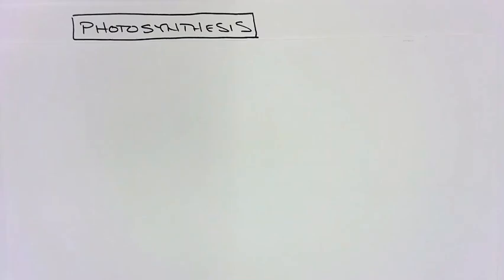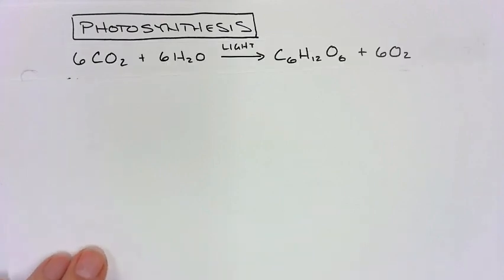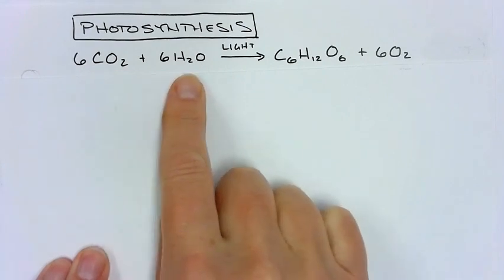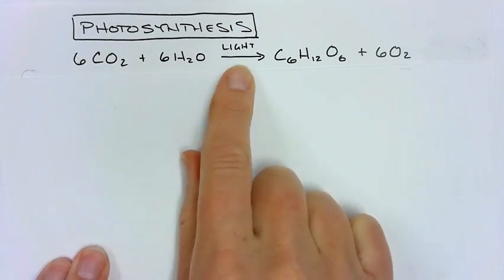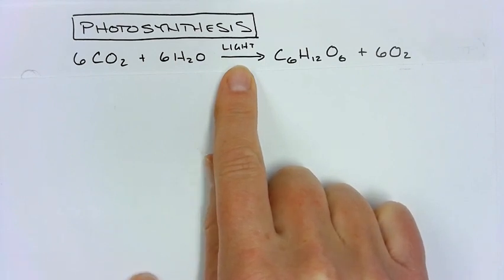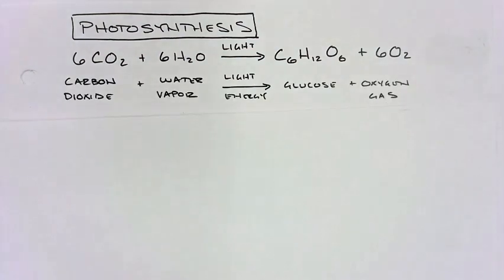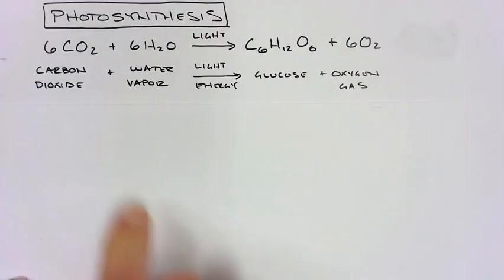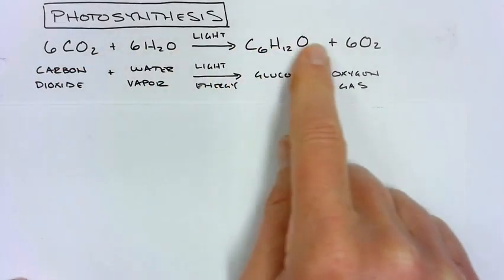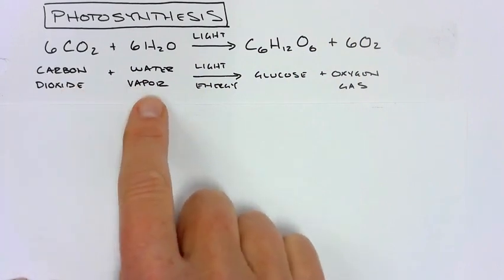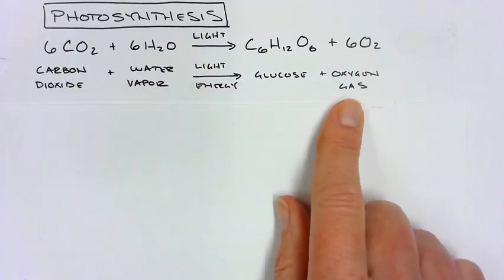Photosynthesis is about converting light energy or solar energy into chemical energy. Let's first look at the equation. It starts with 6 molecules of carbon dioxide, 6 molecules of water. It requires light for the light reaction, and the products are glucose and 6 molecules of oxygen. Again, this is the chemical formula across the top, and these are the chemical names: carbon dioxide, water vapor, glucose, and oxygen gas.